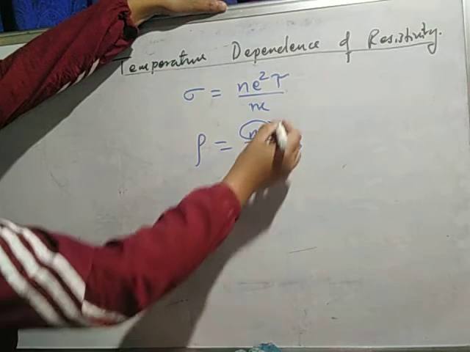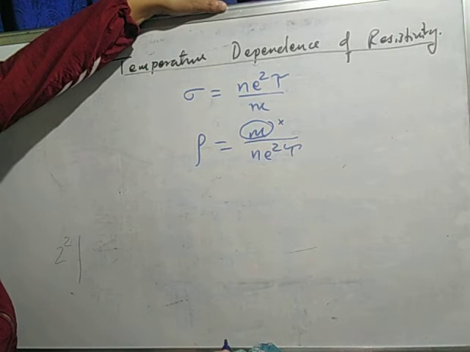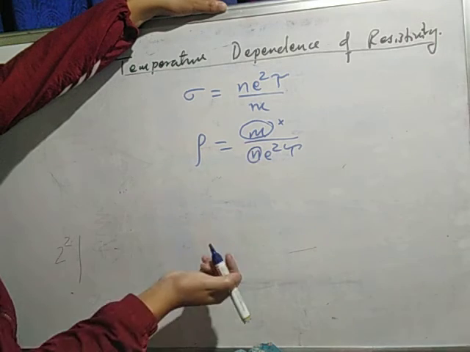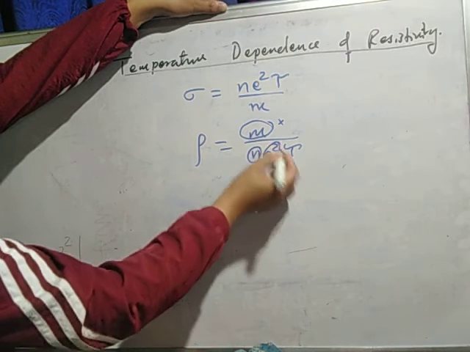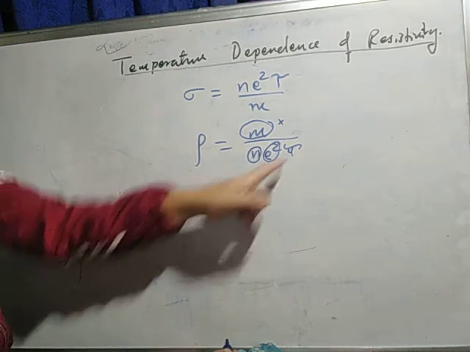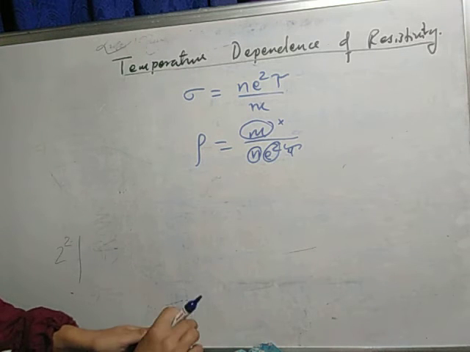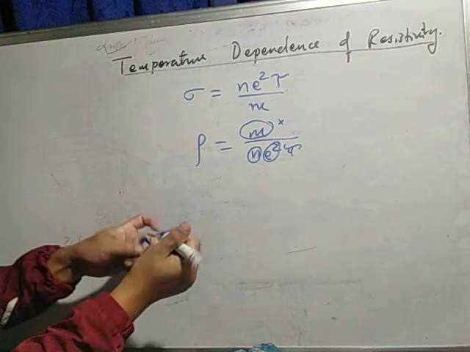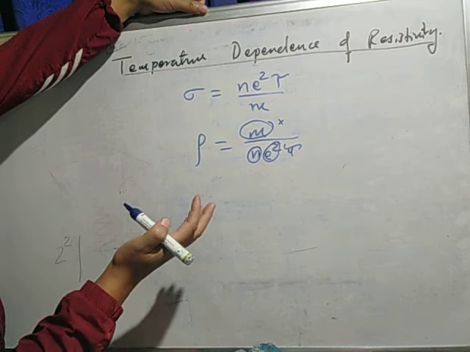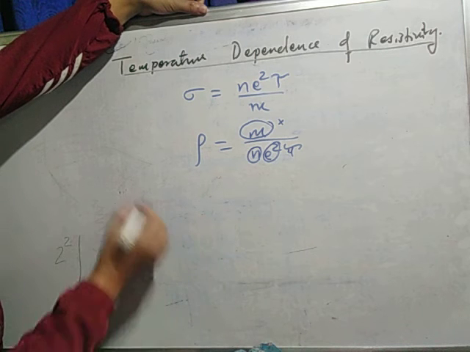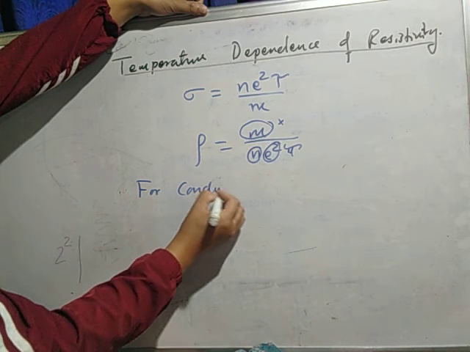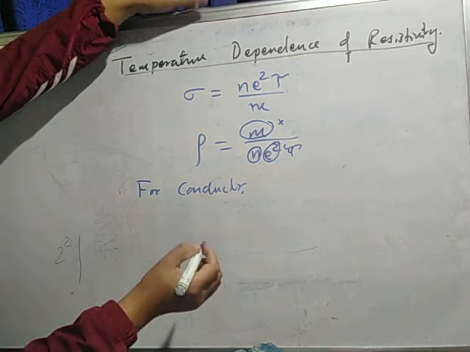So just take it out. Next, if you take a conductor, then the number of electrons and the charge also do not increase. So it depends on tau, which is your relaxation time, isn't it? So write down for conductor. For insulator and semiconductor we have to do it next. Let's see what happens.